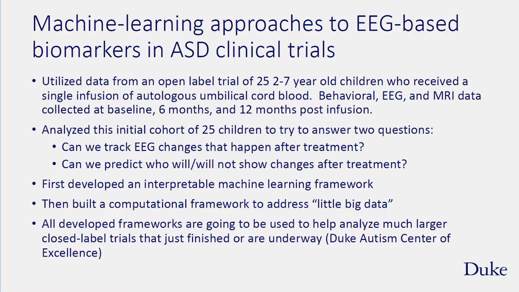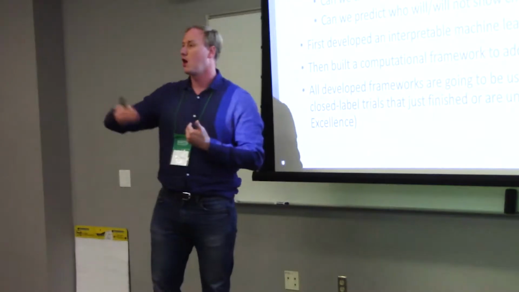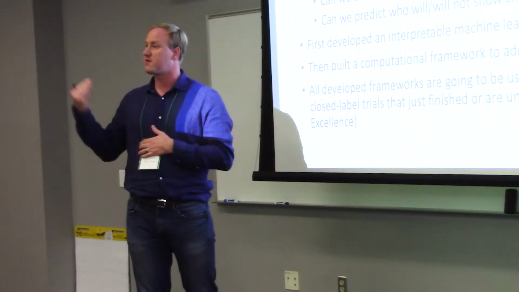But we wanted to try to answer two questions. One is, can we track EEG changes that happen after treatment? So can we actually track how your neural signals are changing as you go through treatment? And can we predict who will or will not show changes after treatment? So this is that predictive medicine question. Can we predict how much you're going to improve from a specific treatment?